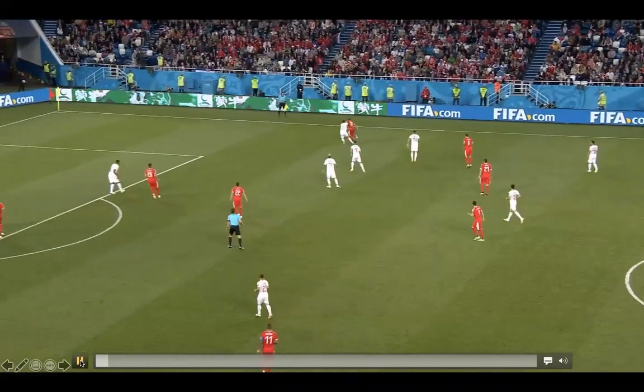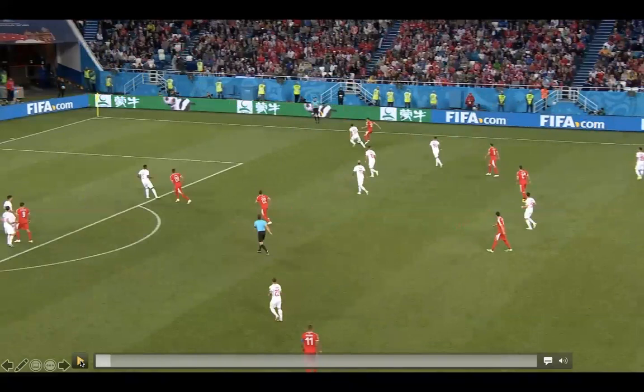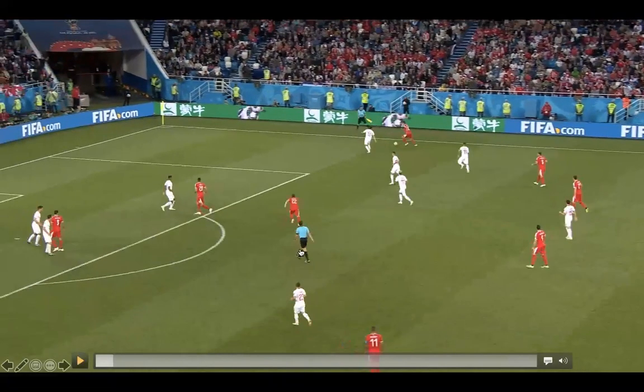As this play develops further, because of the position he has taken, his body orientation is that direction, and his head is turned even farther to the right to be able to see what's going on there.